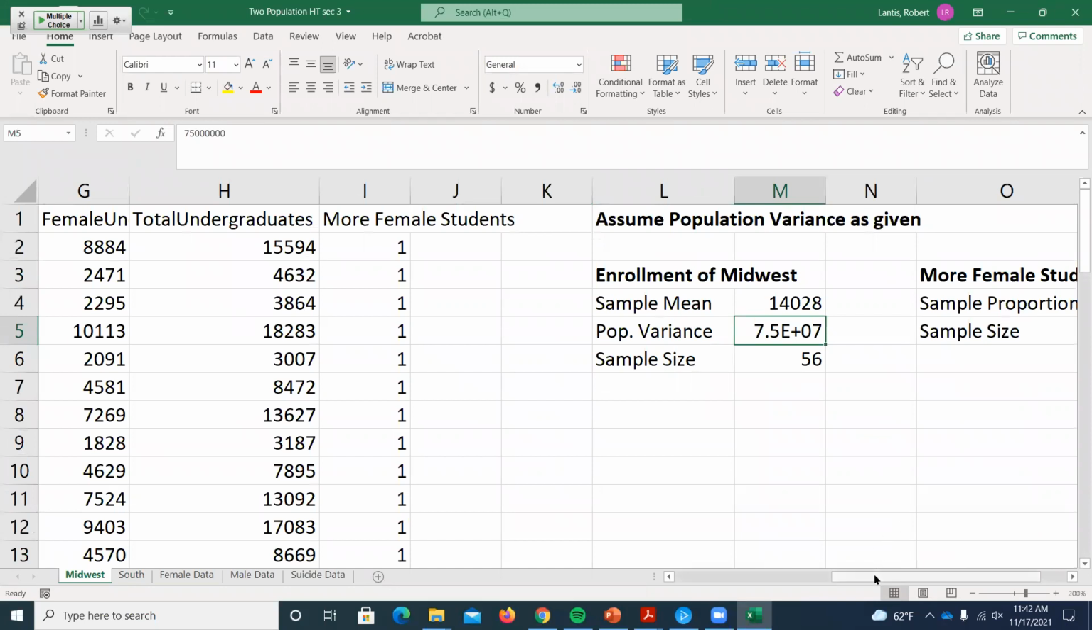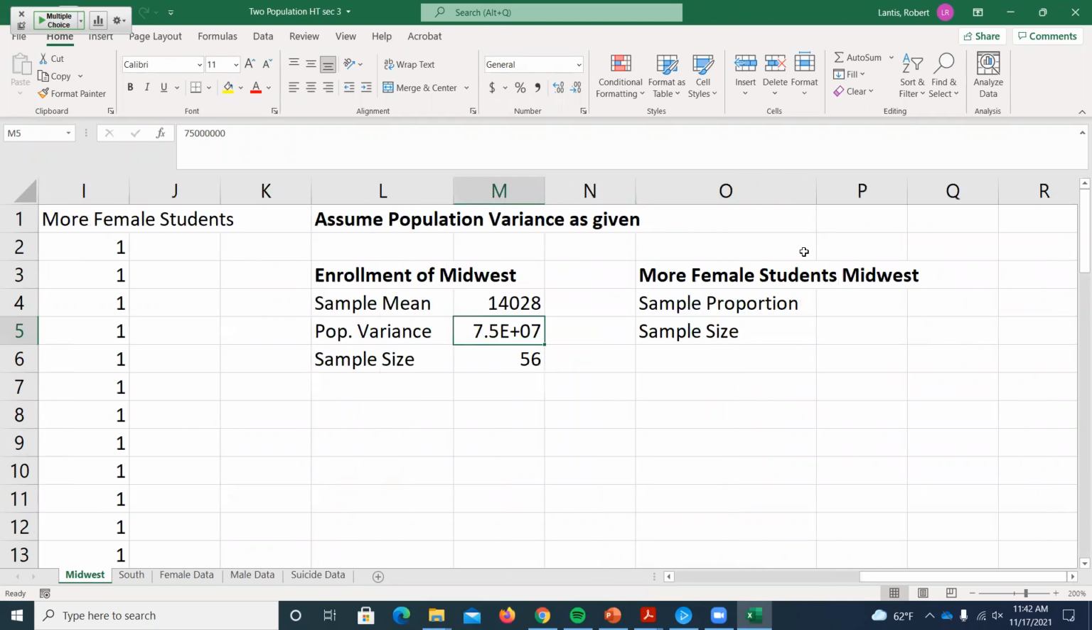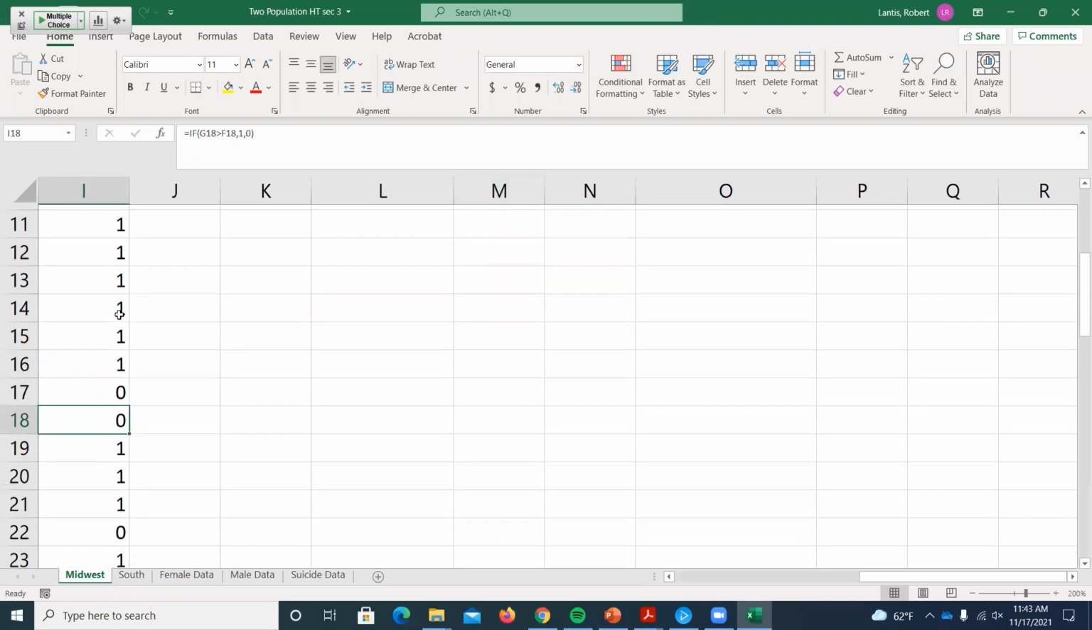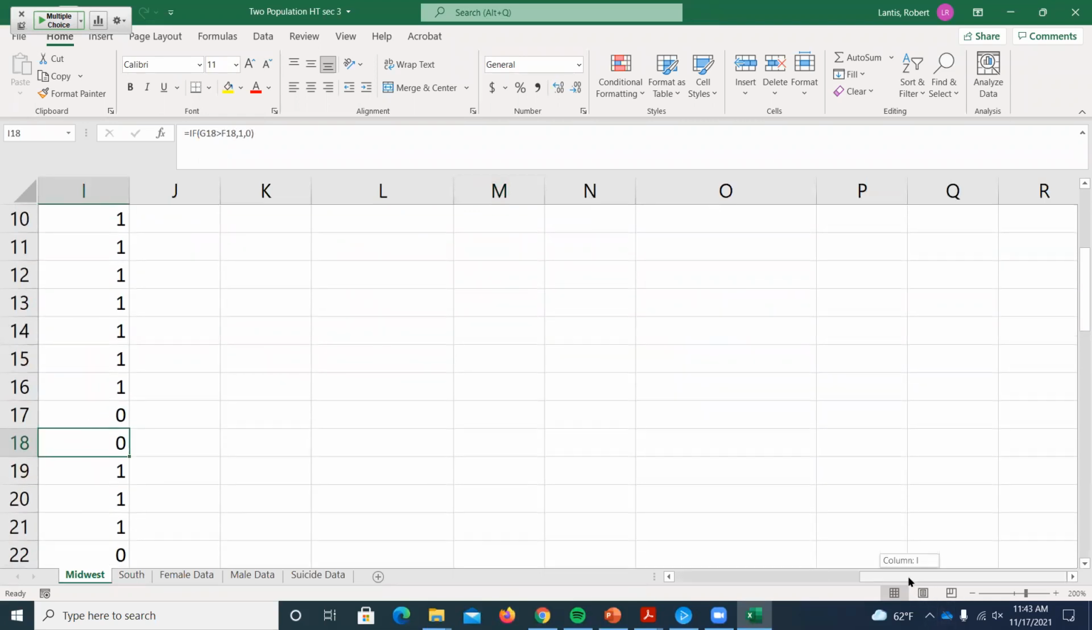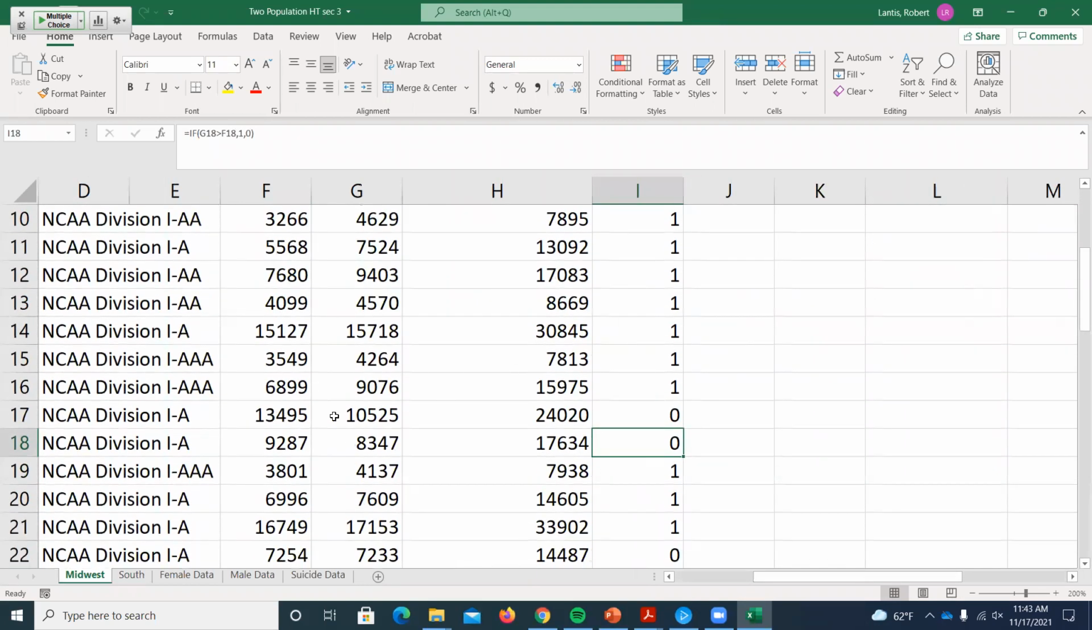So for the Midwest, right, that we had on a different sheet, I can come up with a sample proportion for whether or not the school had more female than male students, right? So the proportion of schools that had more female versus male students. This variable that I have that identifies that is just a 1 if they did and a 0 if they didn't, right? I guess you can kind of see here with the data. So right, if male undergraduate enrollment was less than female, then that's a 1, right? That means they had more female undergraduates. If males were greater than female undergraduate enrollment, that would just be a 0.